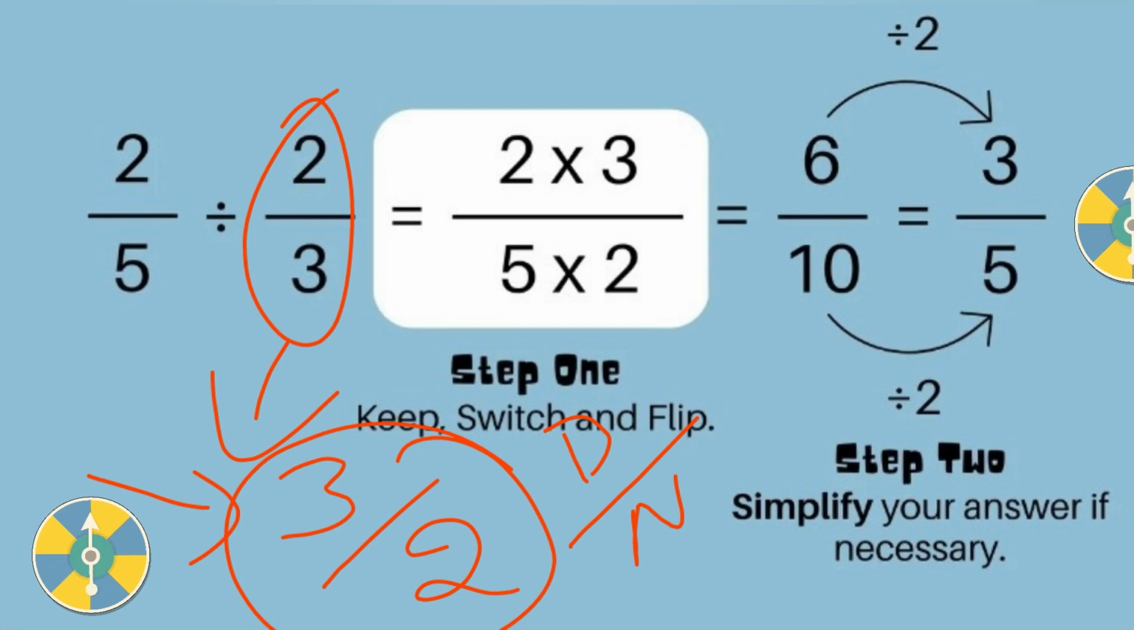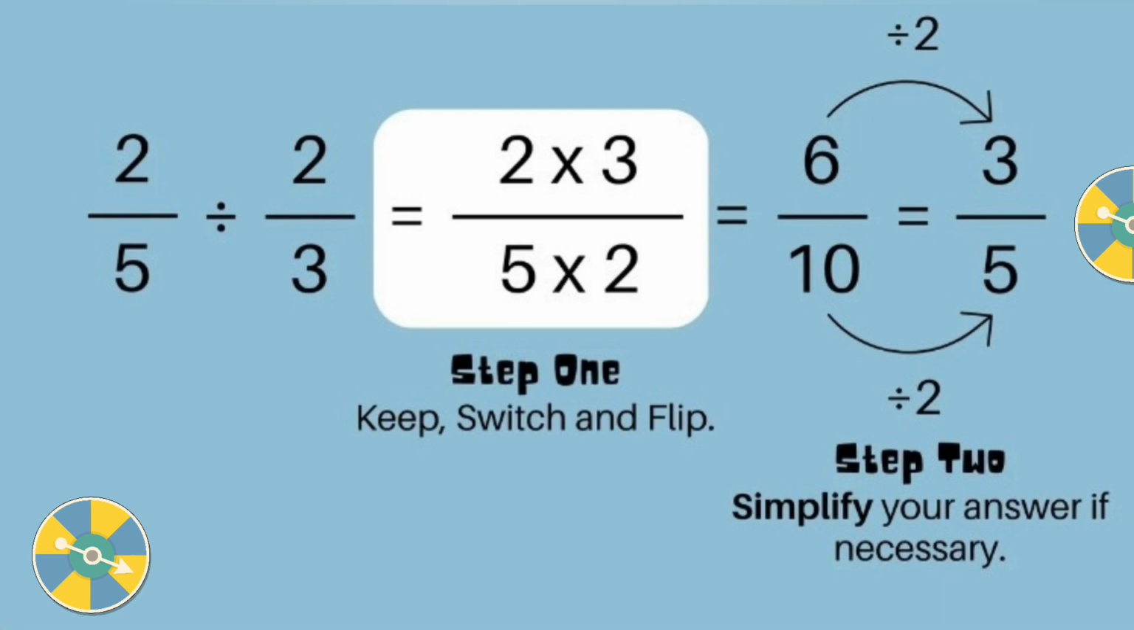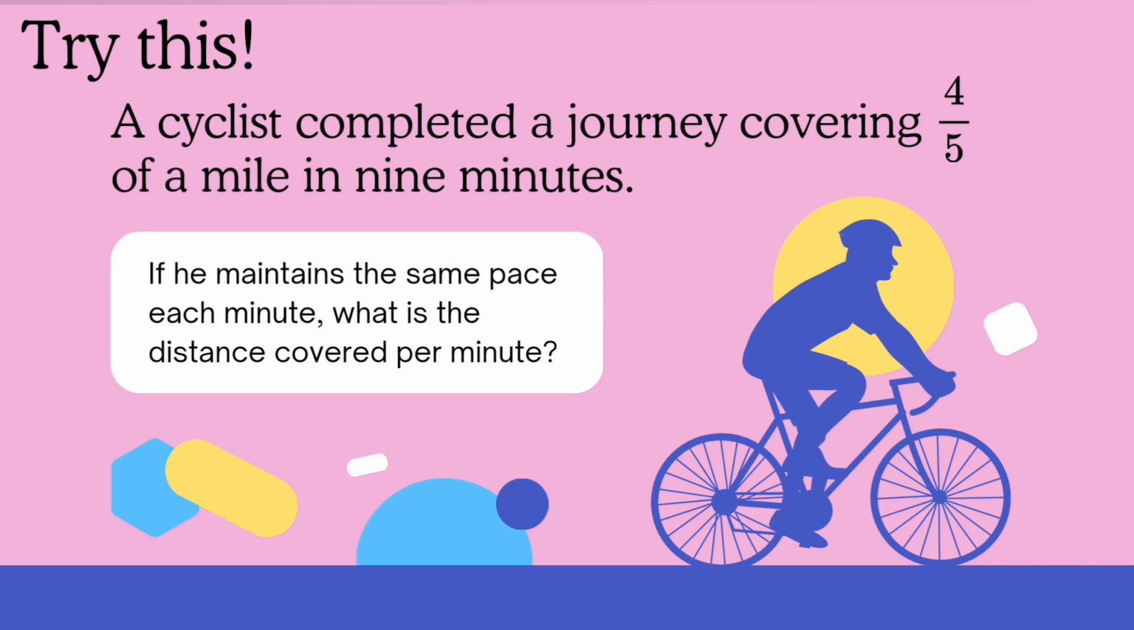Now we have to multiply the numerators and then we have to multiply the denominators. Numerator 2 and 3 is multiplied and we'll get 6, and denominator 5 and 2 is multiplied and we'll get 10. So the answer is 6 by 10. It is further simplified, so we can divide this by 2, both numerator and denominator. So the final answer is 3 by 5. Now let's take the other example and see how it works.